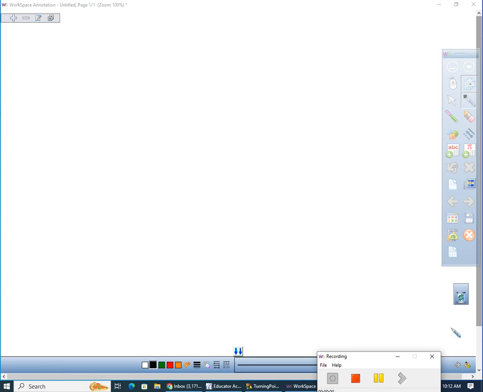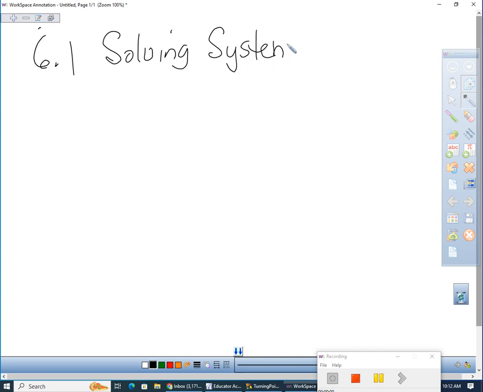Right, so today we're starting with 6.1. And this is solving systems by graphing.